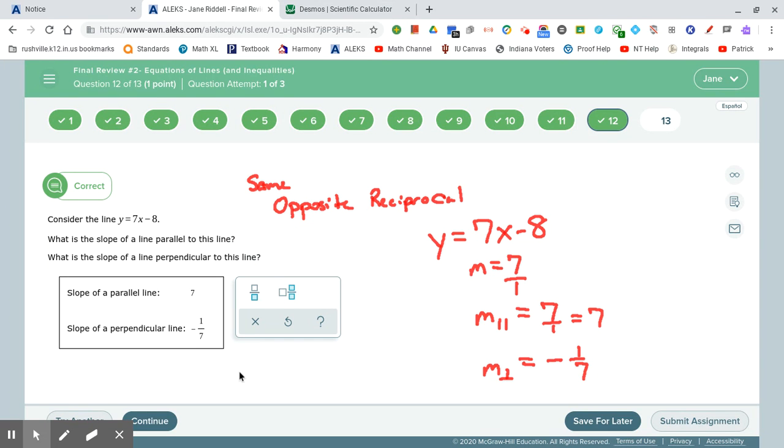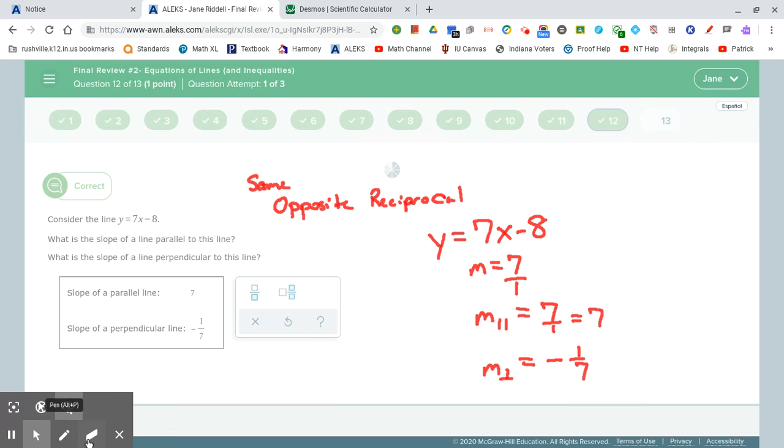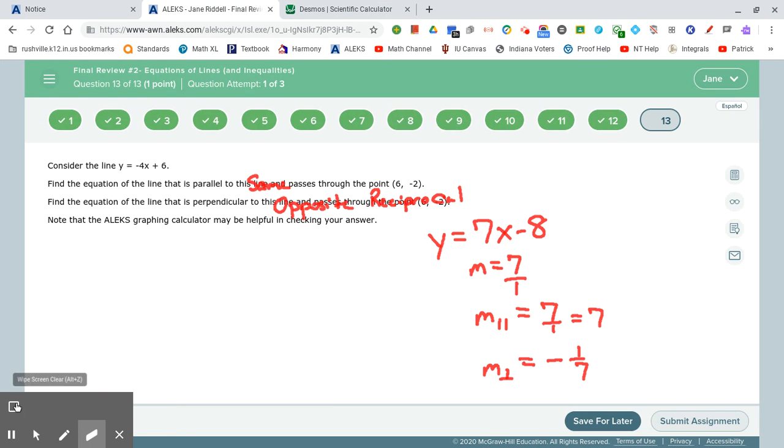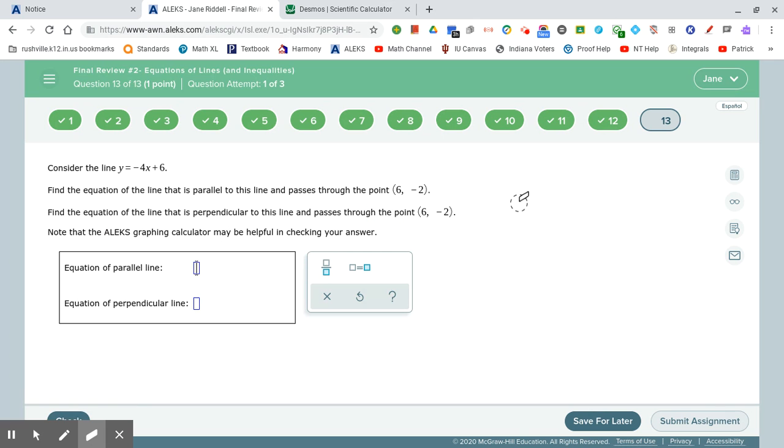Question number 13 continues on with using parallel and perpendicular, but this time we're going to actually write equations of the line that is parallel or perpendicular to a given line, but goes through a given point. So first thing first, you always need to know the slope of the line as you're working on writing an equation. So I'm going to start off with my slope. This slope is -4, which means any slope parallel is also going to be -4, and any slope perpendicular would be the opposite reciprocal, which would be +1/4.